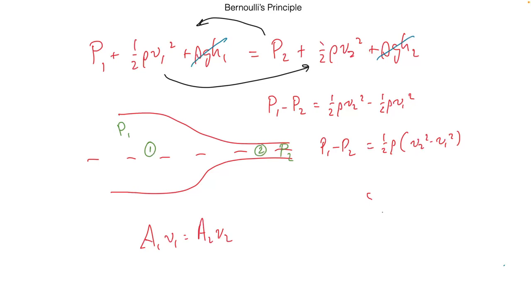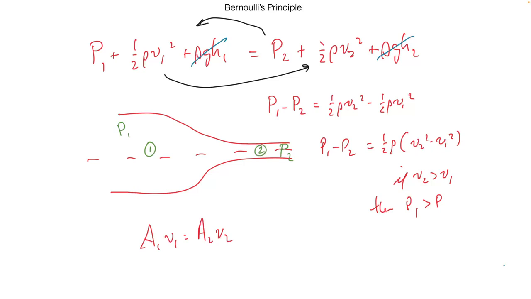So that means that everything on the right-hand side is positive. Whatever numbers you put in there, V2 is bigger than V1, so you're going to have a positive number that represents the difference between pressure 1 and pressure 2. So P1 minus P2 is a positive number. What does that tell you about which pressure is bigger? Is P1 bigger or P2 bigger? P1 has to be bigger. Wait, what? Hold on a second. If V2 is bigger than V1, which it is, then, according to Bernoulli's equation, P1 has to be bigger than P2.